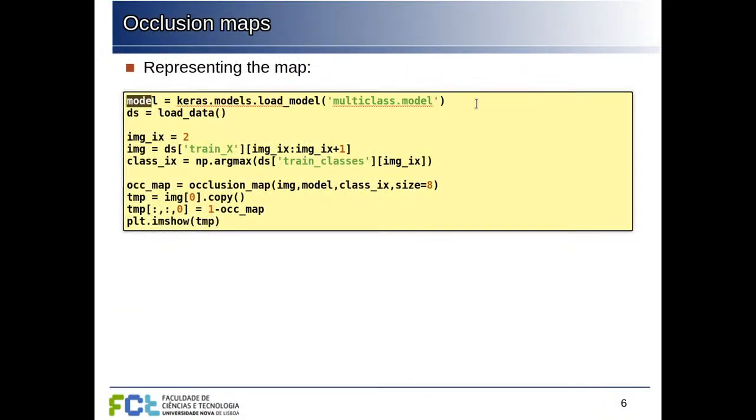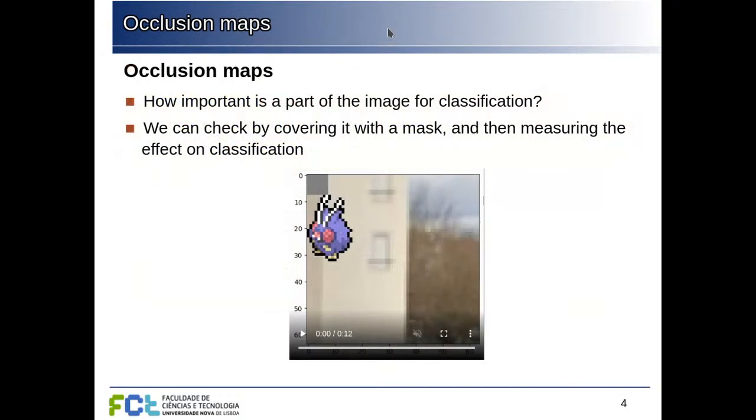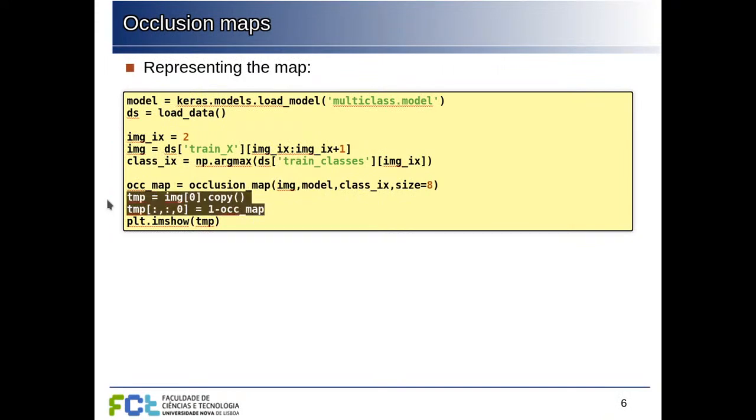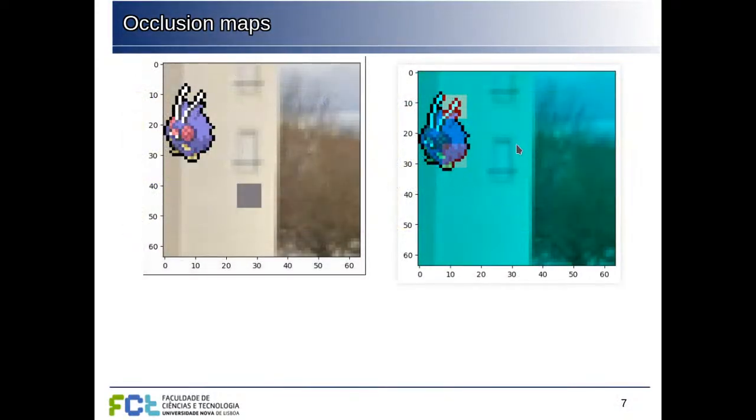We're going to load the models, the model we trained for the multi-class problem, for example. We're going to load the Pokemon data. I'm going to choose this image, for example, the third image. The third image is the one with this small Pokemon there. And we're going to create the occlusion map. And now I'm going to merge the occlusion map with the image by using the red channel for the occlusion map.